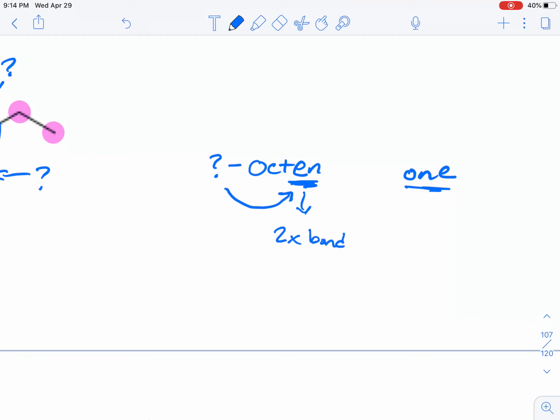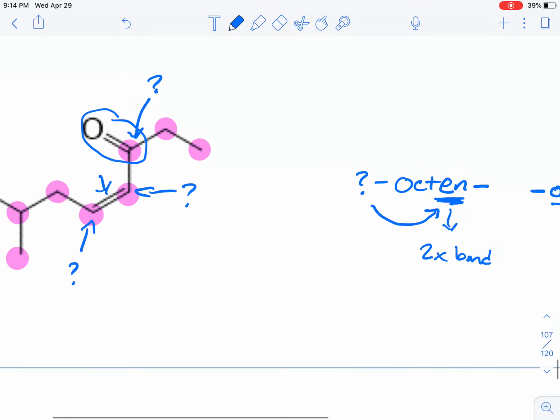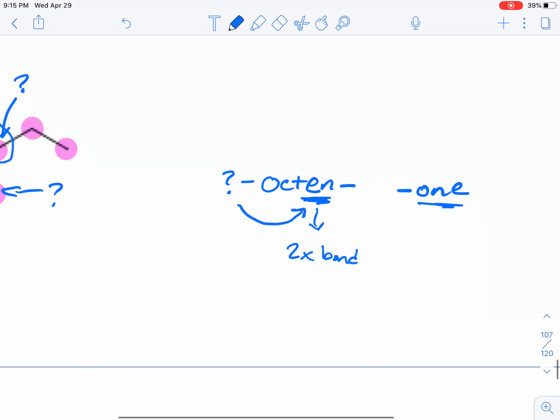And so after I describe where the double bond starts, I'm going to have to describe the position where that carbonyl carbon is located in that parent chain. And so this is describing the carbon number of where that carbonyl carbon is found. Same thing here. What carbon number is it?